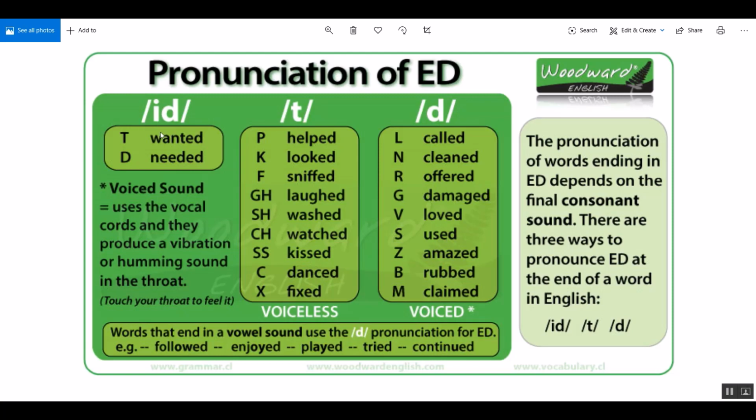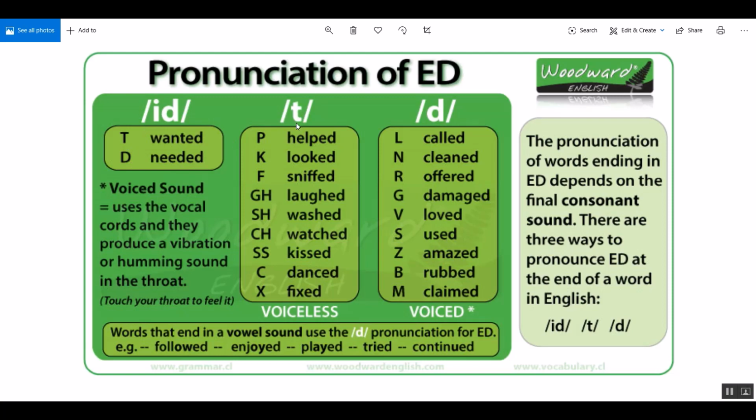The first category is very small. It's only the sound T and D. You can see here, want and need end with a T and a D in the present. So want and need both have one syllable, want, need. And when you add the ED and try to make them in the past, then what happens is you add an extra syllable. So you say wanted, needed. So you add an extra syllable if the verb ends in a T or D in the present.